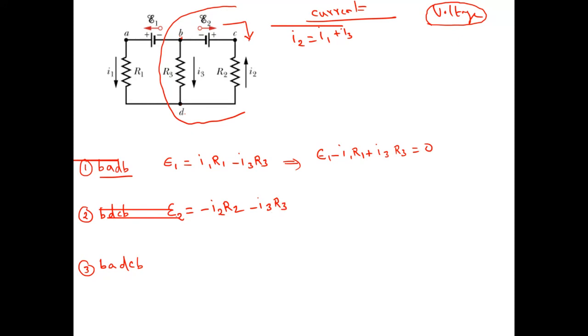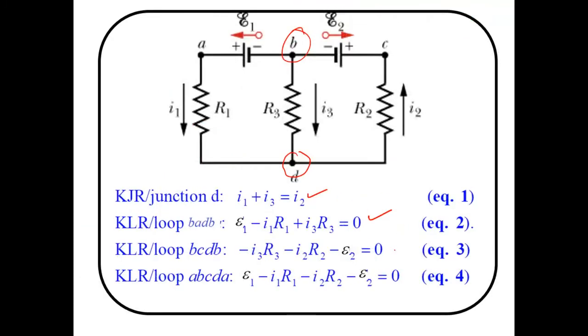Okay. If you move this E2 to the right hand side, what will you get, my dear? Minus I2 R2 minus I3 R3. If you move the positive battery to the right hand side, this becomes negative. Clear? What answer did we get here?